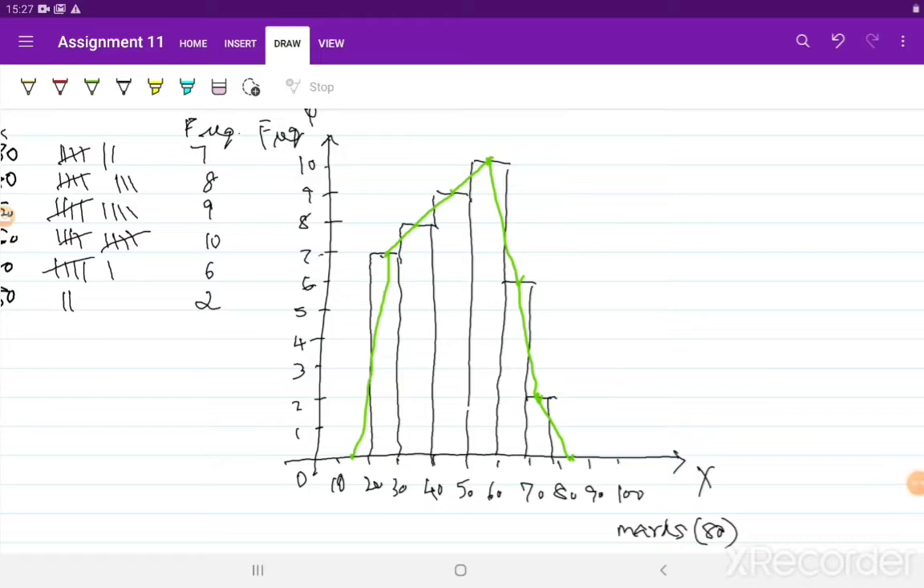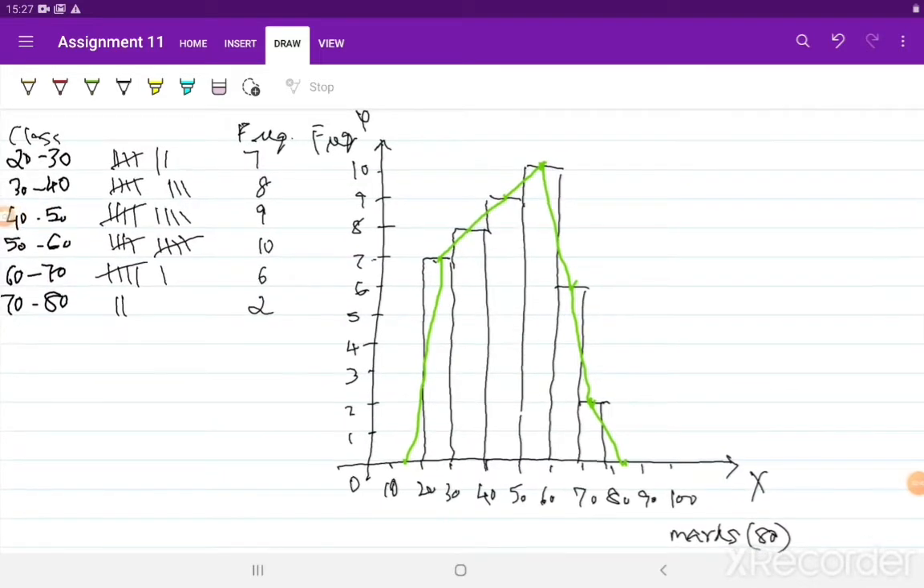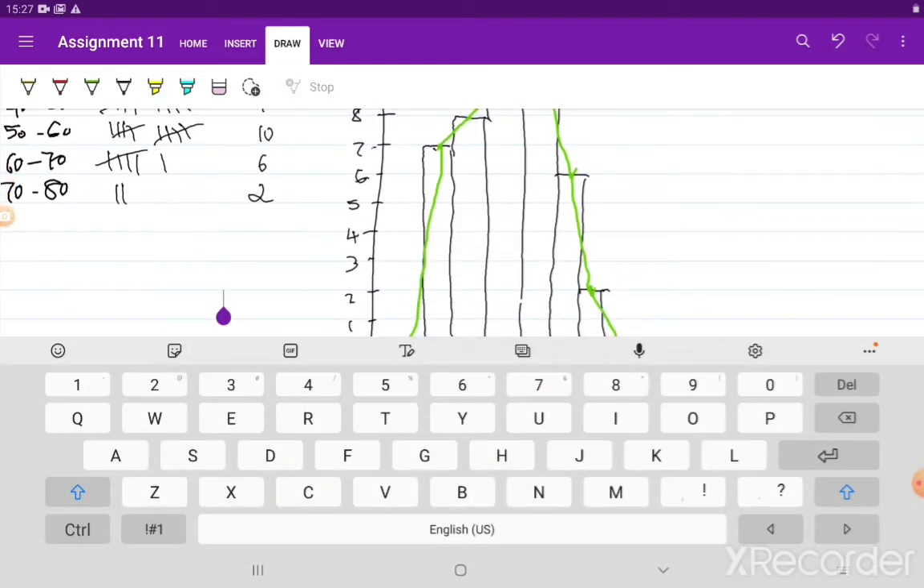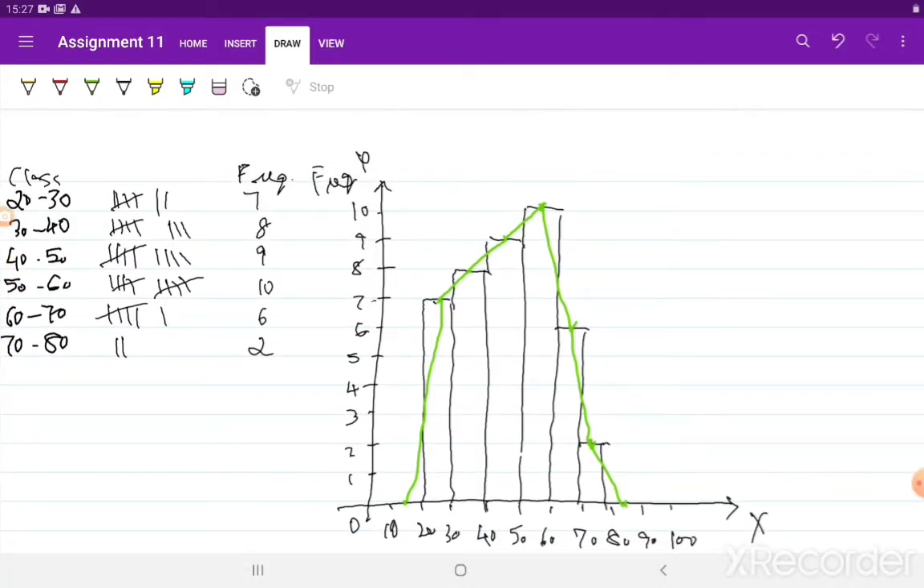Remember that in some questions you might be asked to plot just the frequency polygon, or you might not have the histogram given to you. In that case, remember that the frequency should be plotted against the class midpoint. The class midpoint would be the upper limit plus lower limit divided by 2 in the case of each class. So which means in the first case 20 plus 30 by 2 would give you 25.